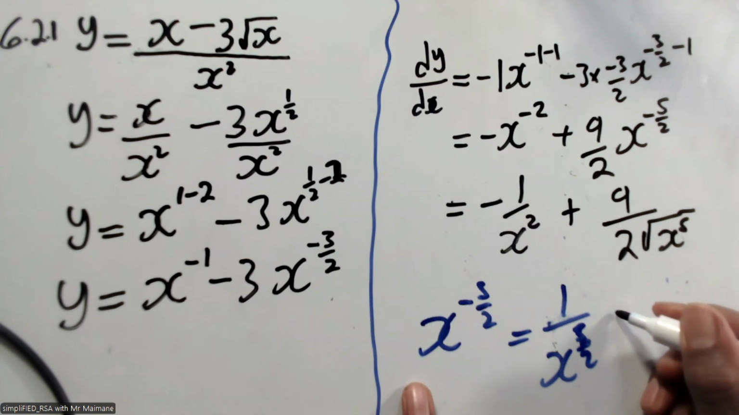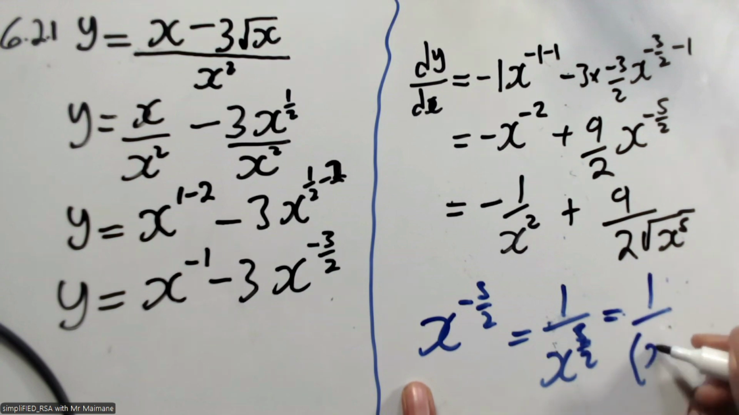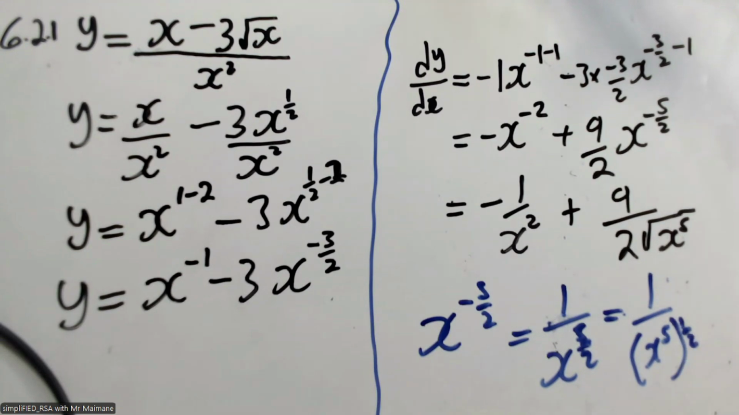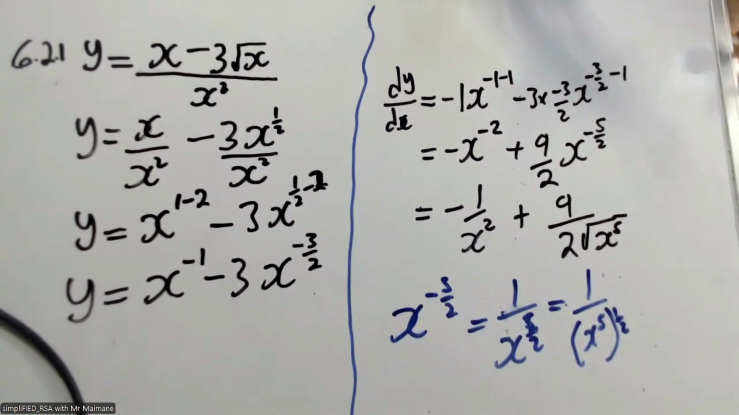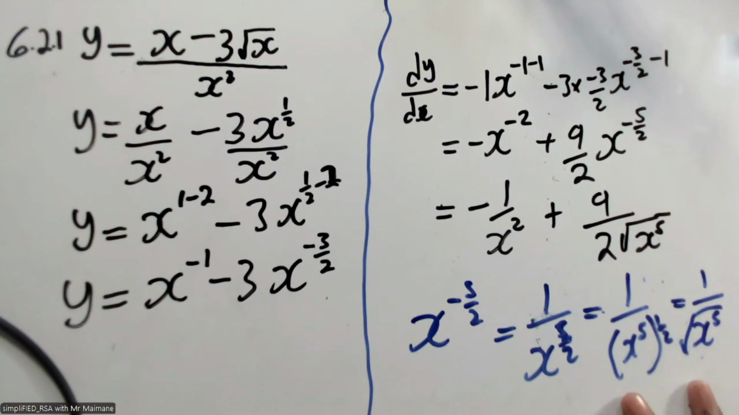And here we have the same thing as 1 over x to the 5, 1 over 2. And we know that the exponent 1 over 2 represents a square root. So therefore, this is going to be 1 over x to the 5 square root, like that. That's what I've applied to move from here to here.